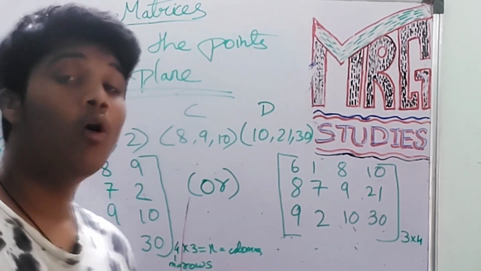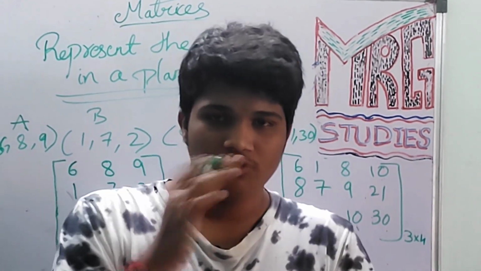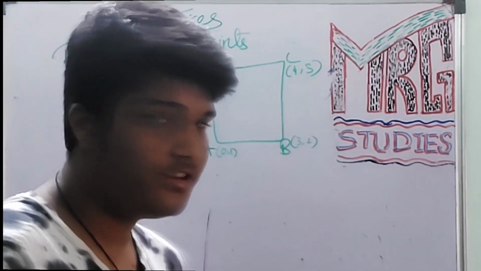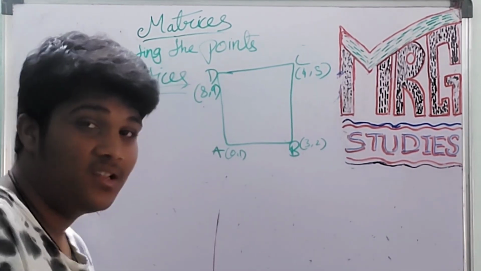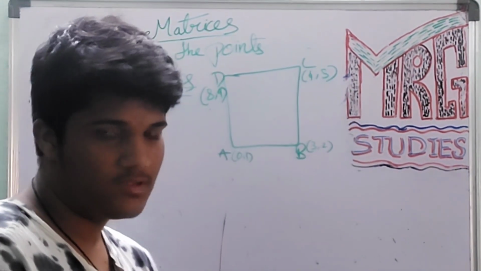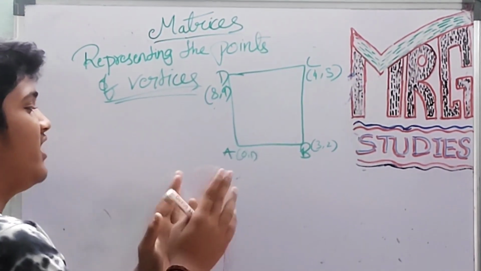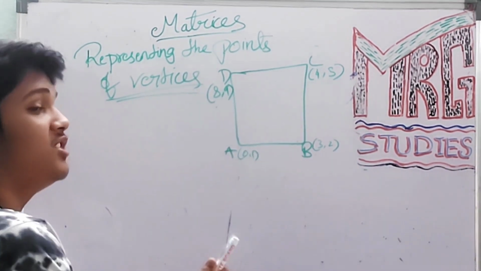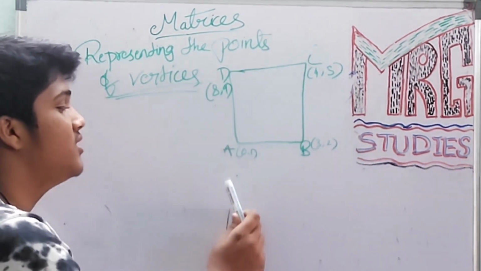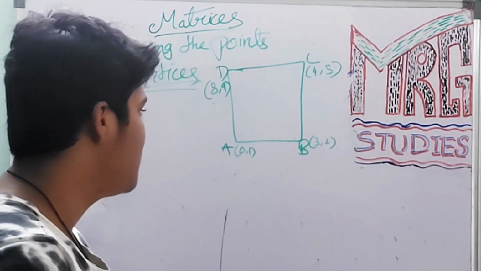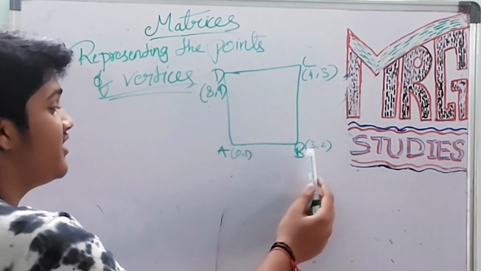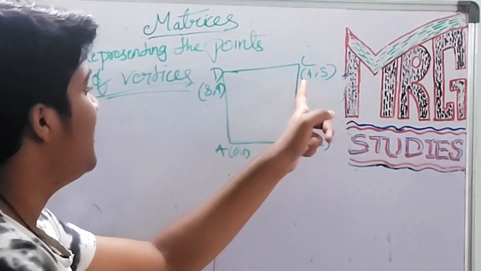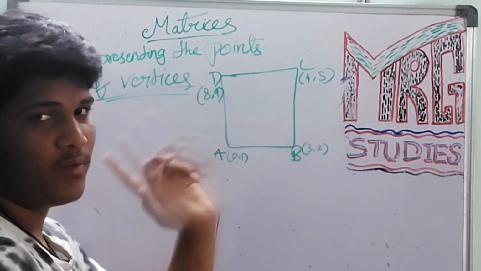Now I will tell you how to represent the points of vertices in the form of matrices. Okay. Now we have a rectangle, for example, and it has vertices A, B, C, D. The point of A is 0, 1, right? And B is 3, 2, and C is 4, 5, and D is 8, 9.